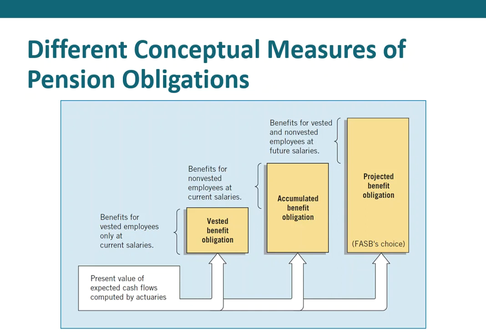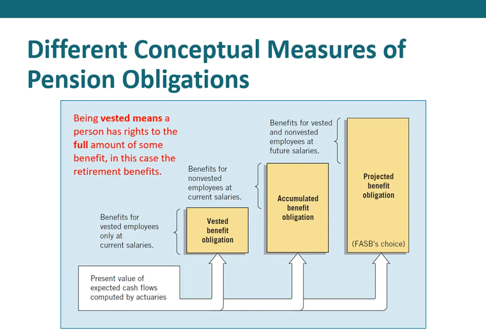The first and the smallest pension liability would be under a vested benefit obligation. Under a vested benefit obligation, benefits are accrued at current salary, and we only accrue benefits that have vested. Being vested, recall, means that the person has a right to the full amount of some benefit, in this case, retirement benefits. So again, under the vested benefit obligation approach, we would only accrue benefits for vested employees and only at current salaries.